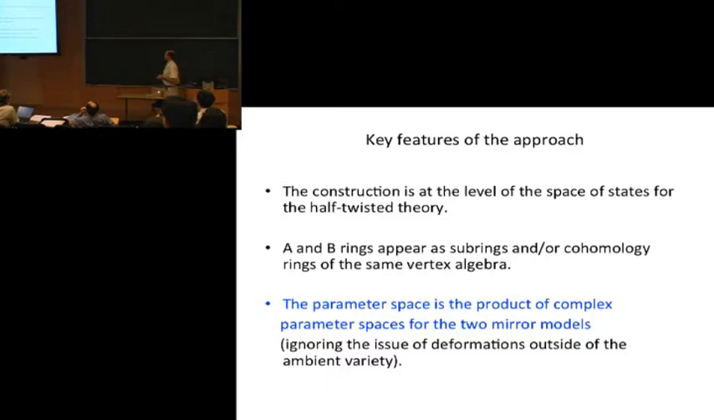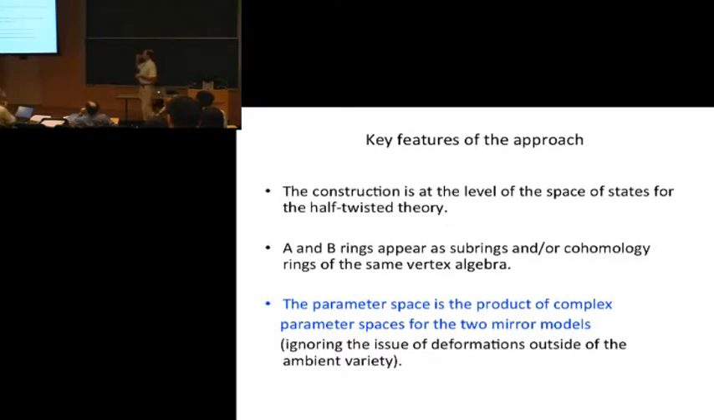So let me talk about the key features of the approach. It's a Hamiltonian approach, so it's a space of states for the half-twisted theory. The A and B rings appear as subrings of the cohomology of the same vertex algebra, because it's a half-twist.